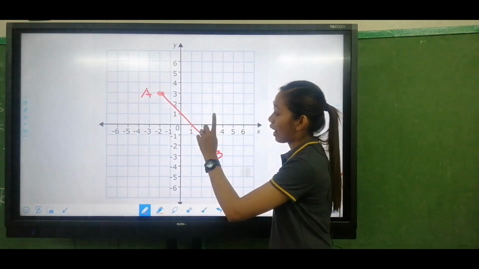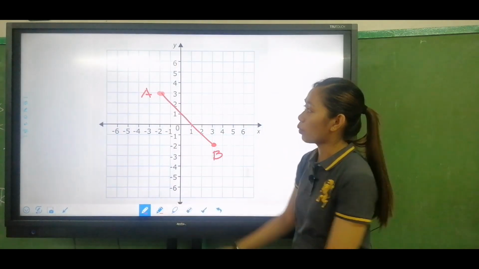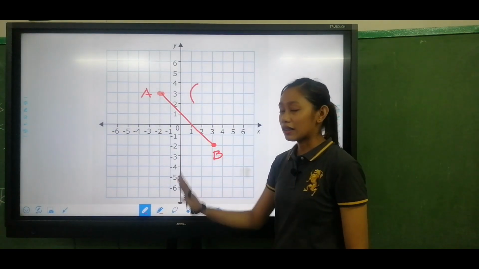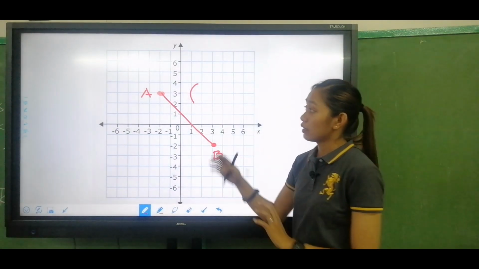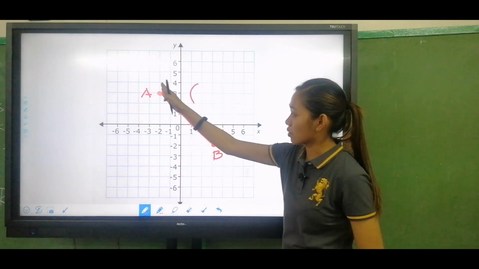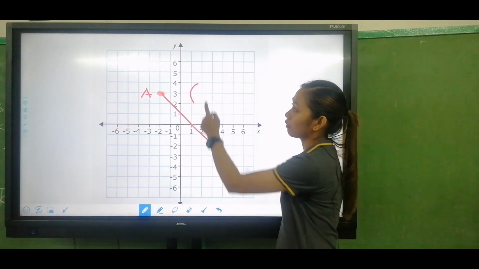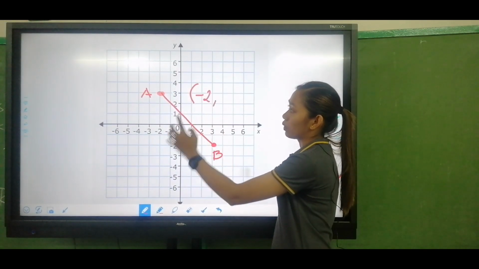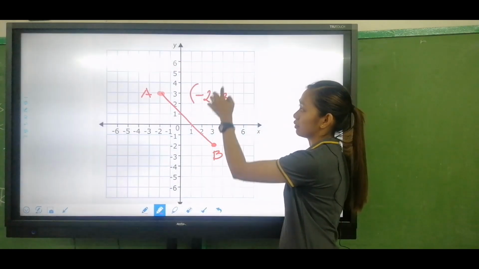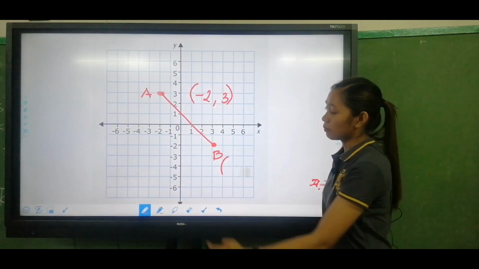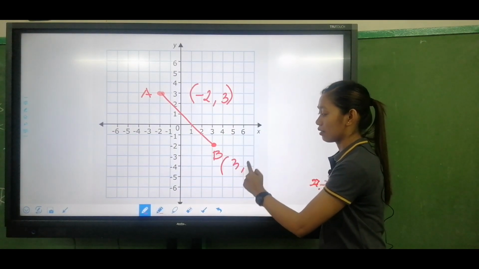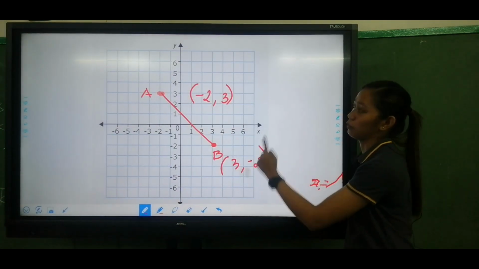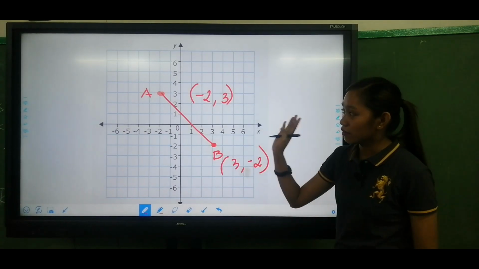So, let's identify the coordinates of point A. Titignan natin, sabi nga kanina, pag sinabing ordered pair, ang mauuna si x. So, titignan natin saan siya nakatapat. That is negative 2. And then sa y, that is 3. Next, we have here 3 and then negative 2. So, next, we need to solve it.